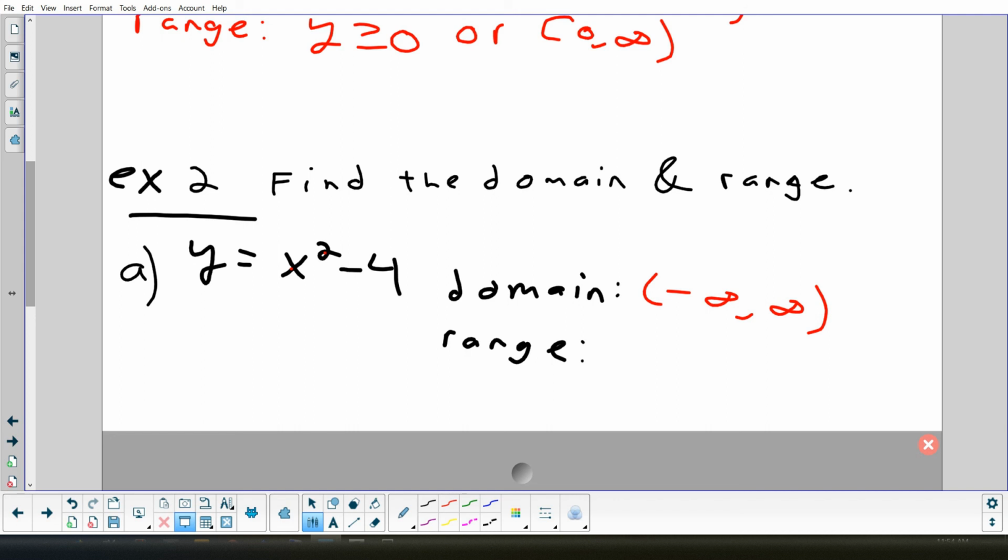If you put infinity to infinity, would that be considered correct? Or it doesn't have to be negative? Negative infinity to positive infinity. Okay. Yep, it means you can go as negative as you want and as positive as you want.